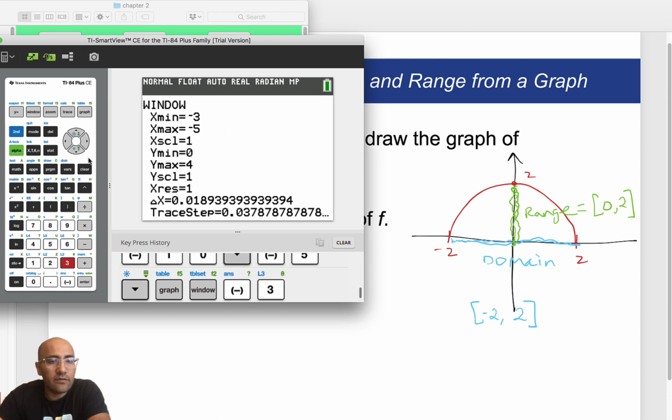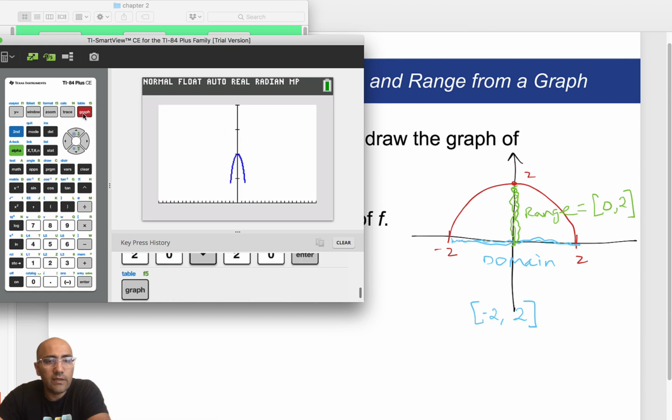Like I said, by default, if you don't really know what you're doing, you might want to pick a standard setting like -20 to +20 and see if that gives you an idea of where the graph is. And of course, keep in mind that these calculators are really old, the screen doesn't have that many pixels, so you often get a warped sense of the picture. So keep that in mind.